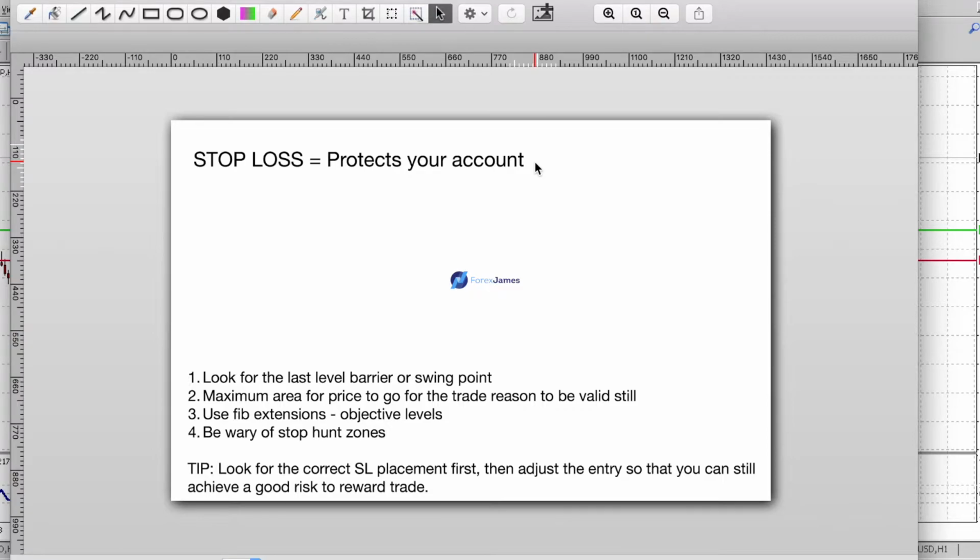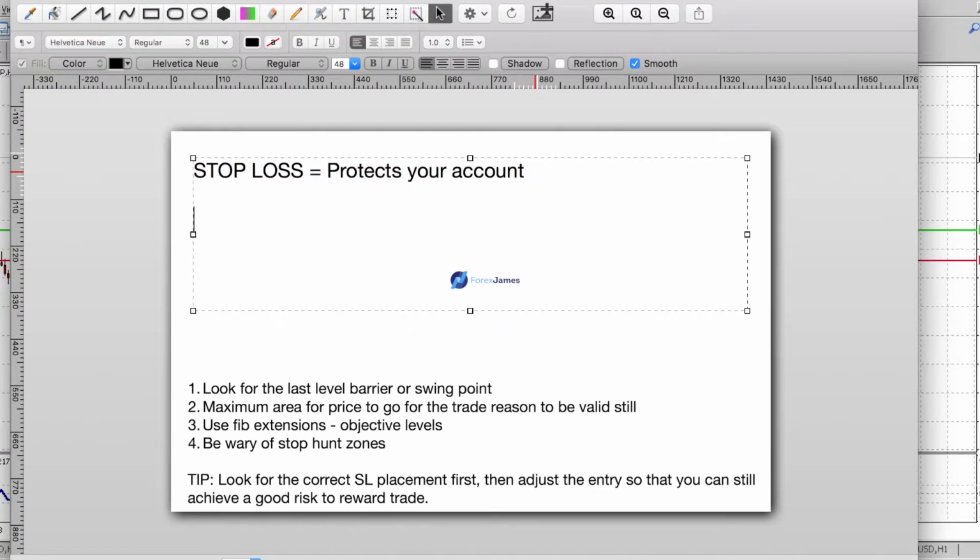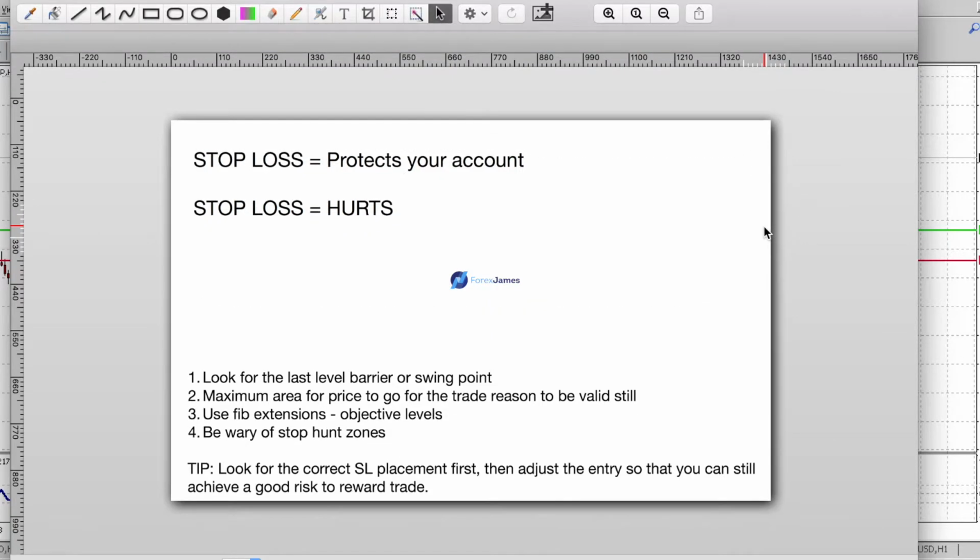However, more often than not, what I see amongst traders is that their stop loss actually hurts their account. Why is that so? Here's an example of a trader with such a condition.